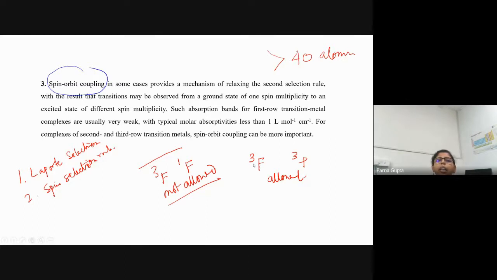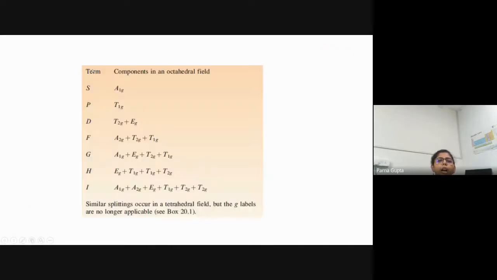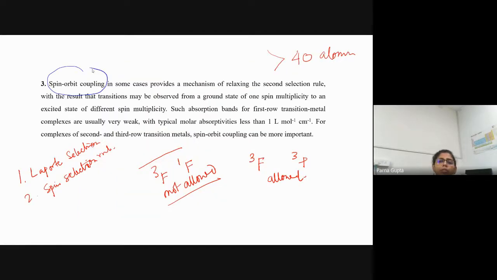And then the second thing is spin orbit coupling. So if you remember, when we go from 3d to 4d to 5d, from lighter elements to heavy transition metals, the orbital angular momentum doesn't operate independently, and spin orbit coupling occurs. And once spin orbit coupling occurs, the spin multiplicity is also broken.